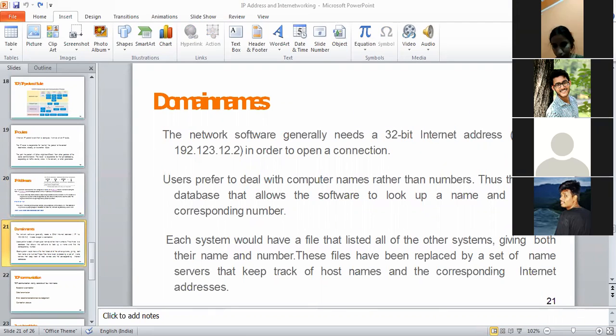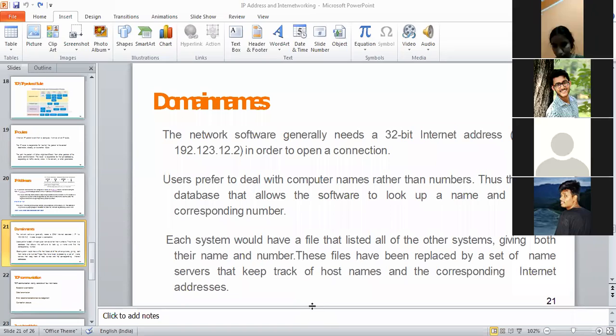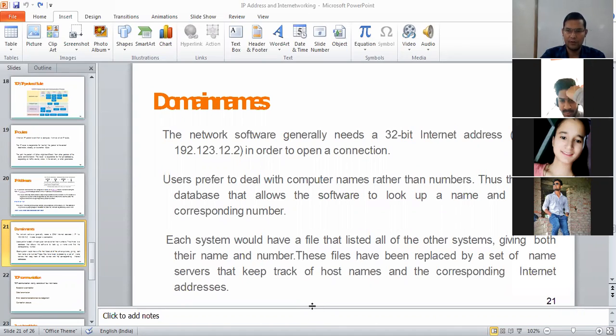Let us see what domain names are. Guys, yesterday I told you about this. Why have you turned off your videos? The students who don't have any network issue, why have you turned off your videos? Just turn them on. Fine. Okay.